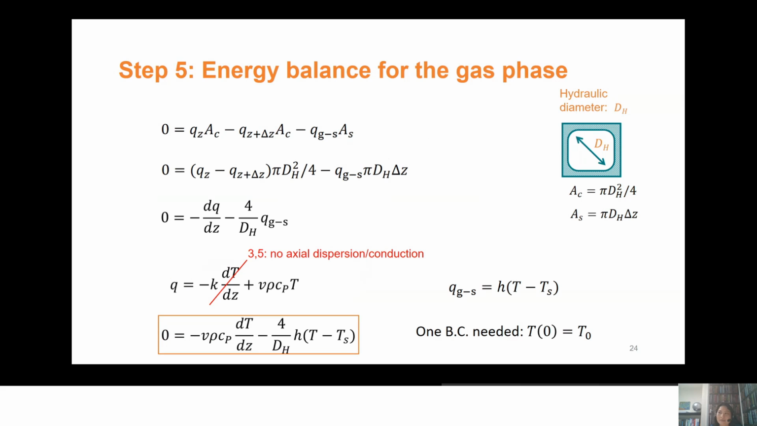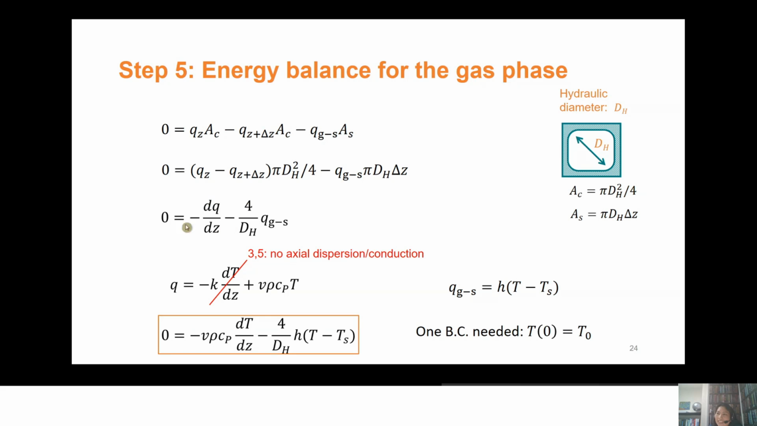Okay, next step. So this is the same equation as in the last slide. And in the next line, we just substituted in the expression for AC, yeah, AC here, and then AS, this is AS. Okay, and then we divide by pi dH squared over 4 delta Z, and then take the limit as delta Z tends to 0 to get a differential equation. Okay, so we'll get this dq by dz.